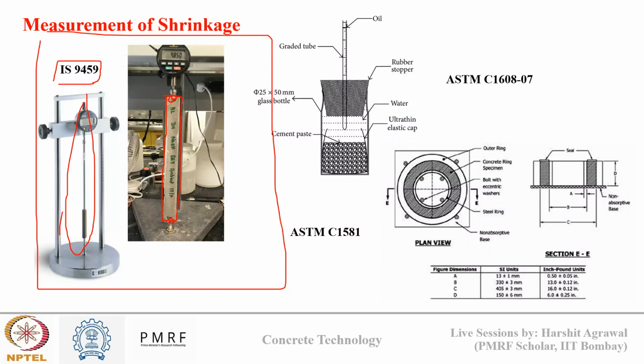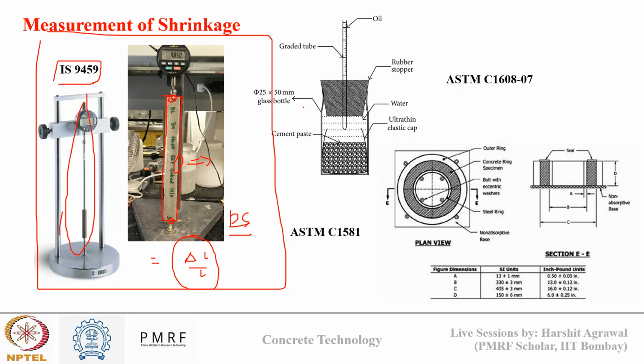Now I will expose this sample to drying conditions, and then I will periodically measure the change in length over time. So I can determine the shrinkage strain as change in length upon original length. That will give me the shrinkage in concrete. So this is for the length comparator, and it gives me drying shrinkage, because once my concrete has hardened, then I am determining the shrinkage.